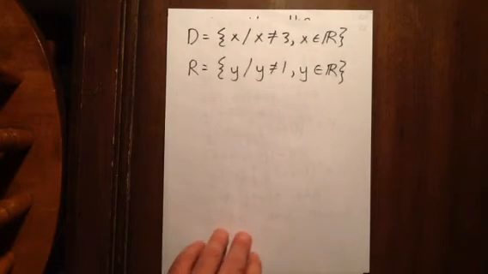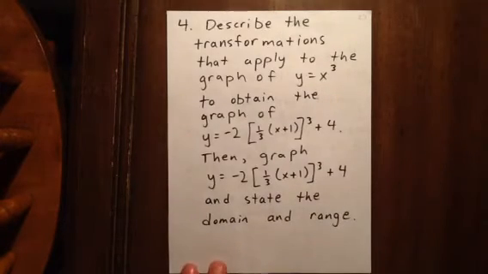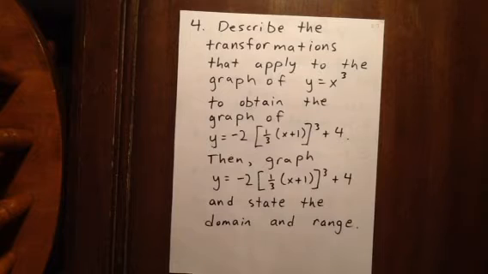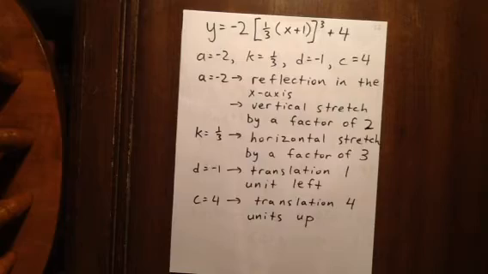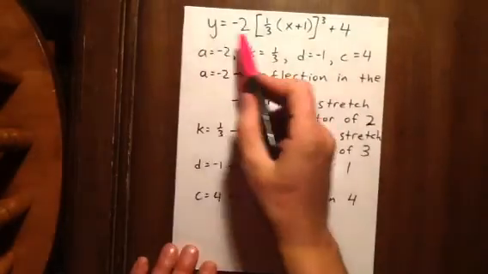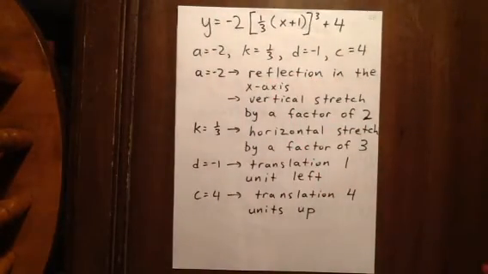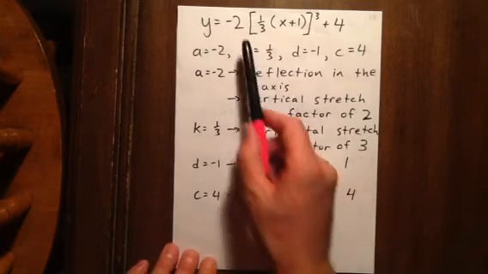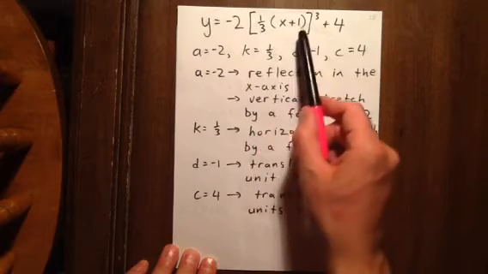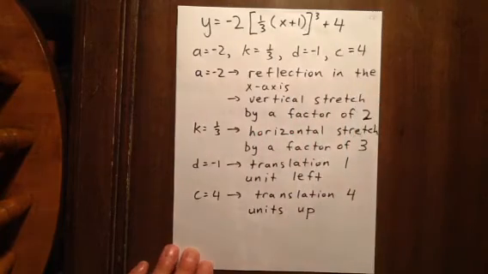Okay? And for our final one, we're going to verbally describe the transformations that apply to the graph of y equals x cubed to get the graph of this function. And then we're going to state the domain and range. Well, if we're given y equals -2 times 1/3 of x times x plus 1 quantity cubed plus 4, we see that a is -2, k is 1/3, d is -1, and c is 4.